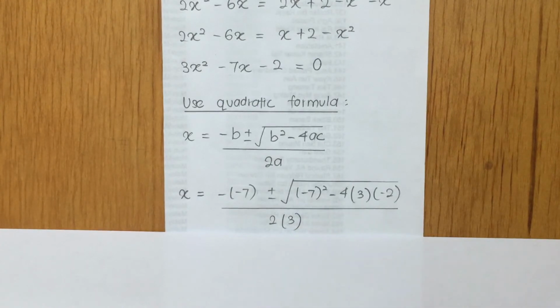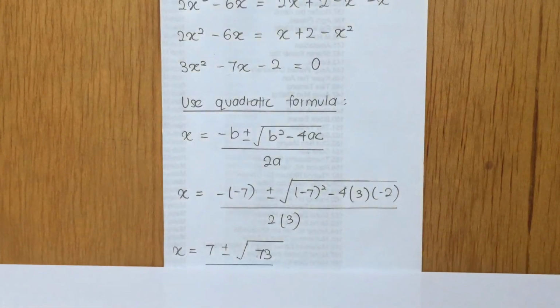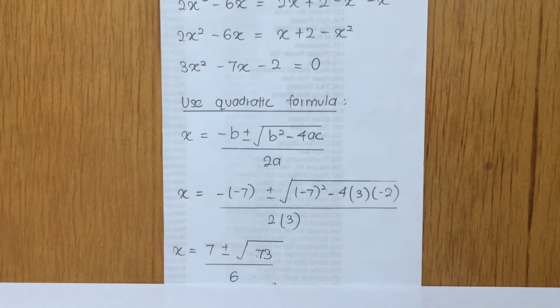Negative 7 squared, you get 49. Negative 4 times negative 2, you get 8. 8 times 3, you get 24. So 49 plus 24, you should get 73. Okay, let us move on to the next step. So from here you get 7 plus minus square root 73 over 6.